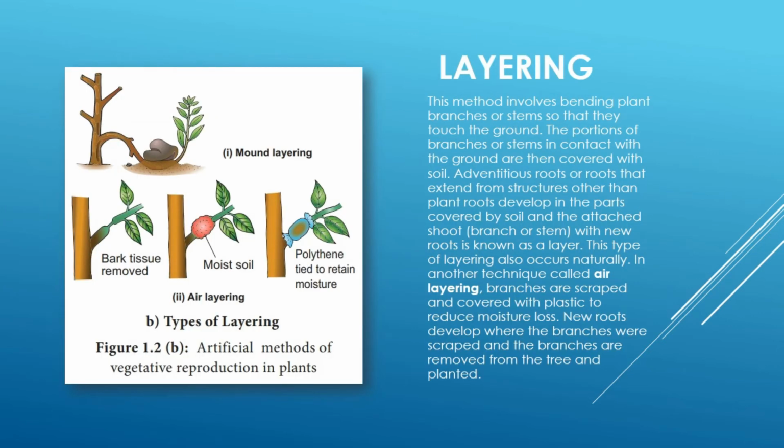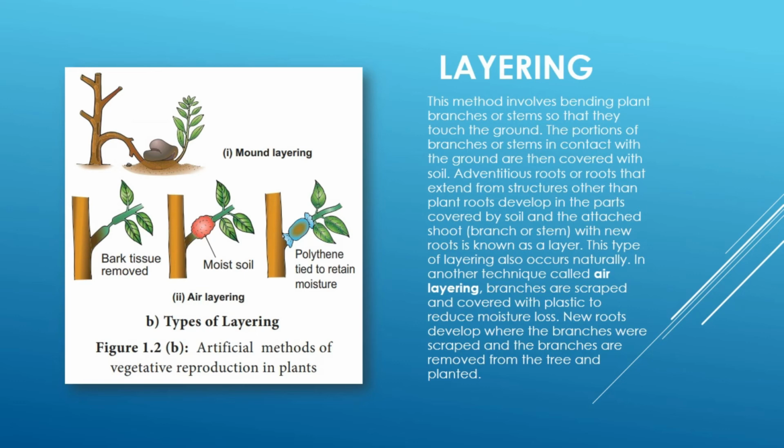Now again in case of layering we have two methods. One is mound layering and another is air layering. In mound layering, what happens is the branch of the plant is bent and brought in contact with the soil. After coming in contact with the soil, it is covered with mud or soil, and in that covering adventitious roots develop. From that adventitious root a new plant develops and then it is separated from the mother plant.